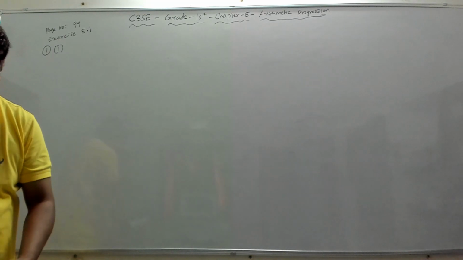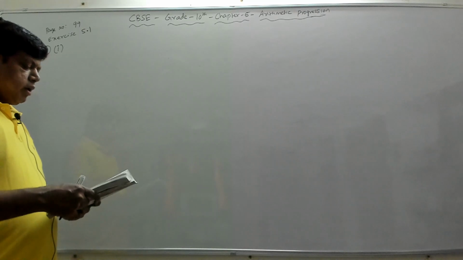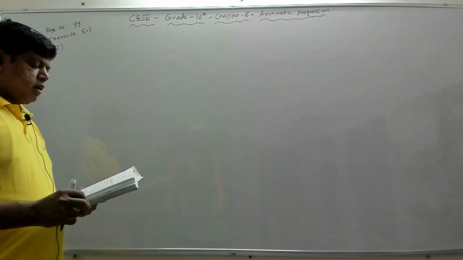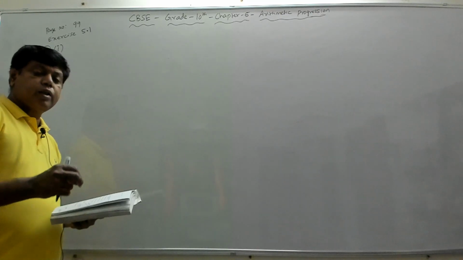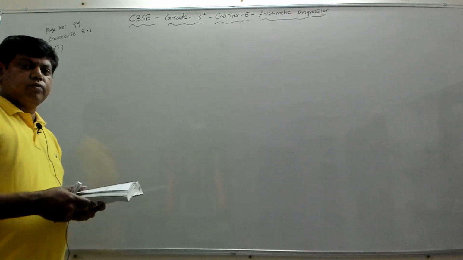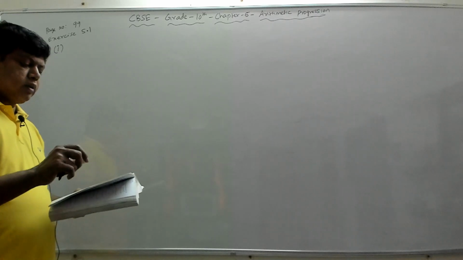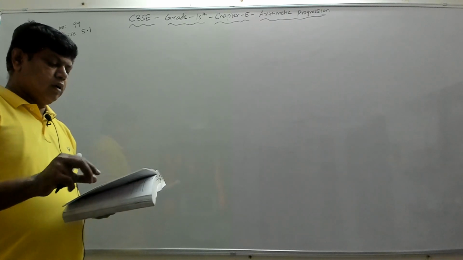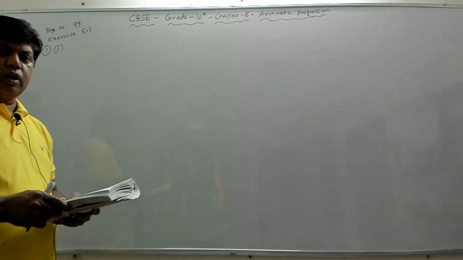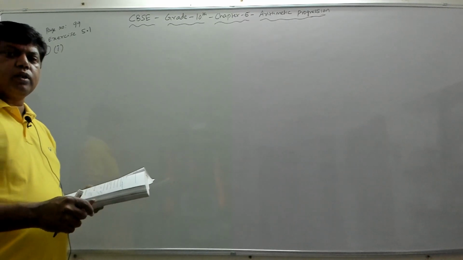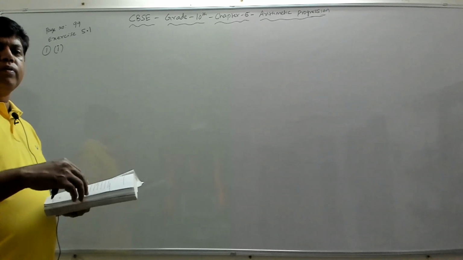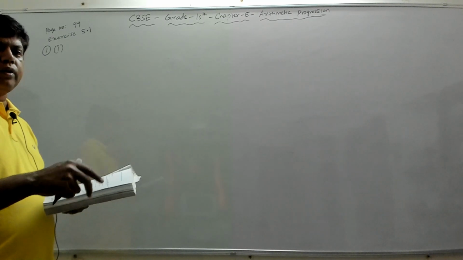The first problem says: in which of the following situations does the list of numbers involved make an arithmetic progression, and why? So we have to check. They have given a particular situation and we have to check whether the numbers involved in that situation form an AP or not, whether they form an arithmetic progression or not.